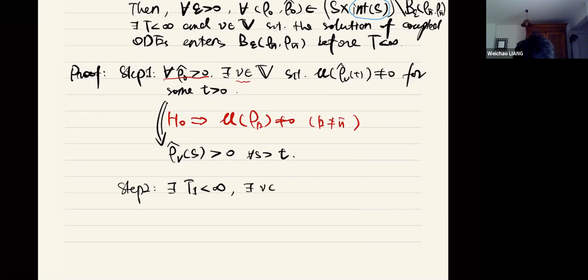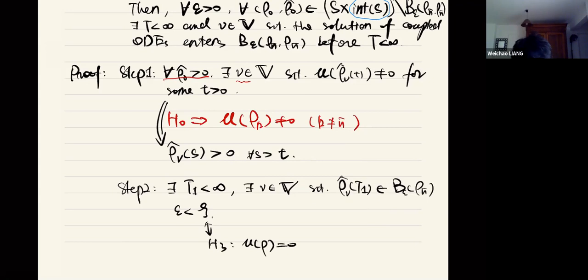There also exists the piecewise constant function such that the rho v hat at time t1 can enter the neighborhood of the target state. Moreover, we show that epsilon is smaller than xi. The xi is appearing in H3, in the feedback controllers, where we suppose the feedback controller U equals 0 for all rho in the ball B of rho n bar.